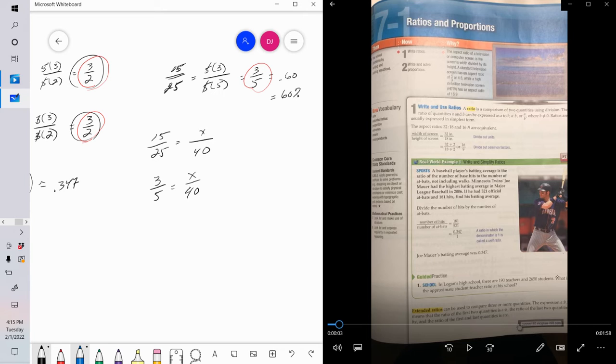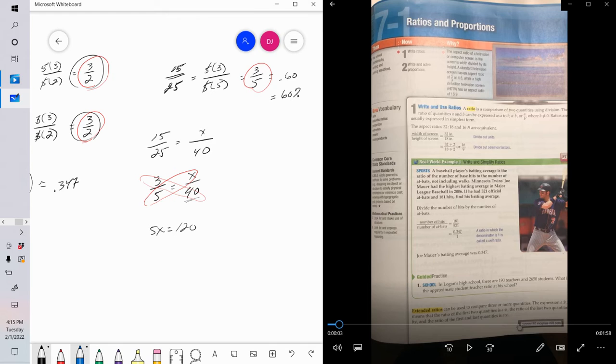3 out of every 5 passes. Okay, so now he's going to pass the ball 40 times. How many completions would I expect? And to solve that, I'm going to cross multiply. 5 times x is 5x. 3 times 40 is 120.